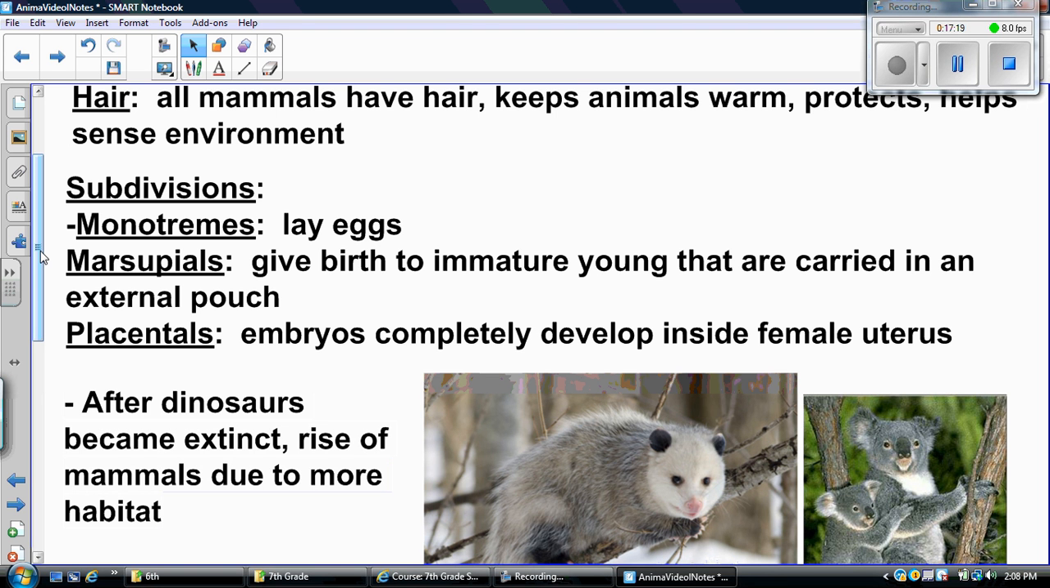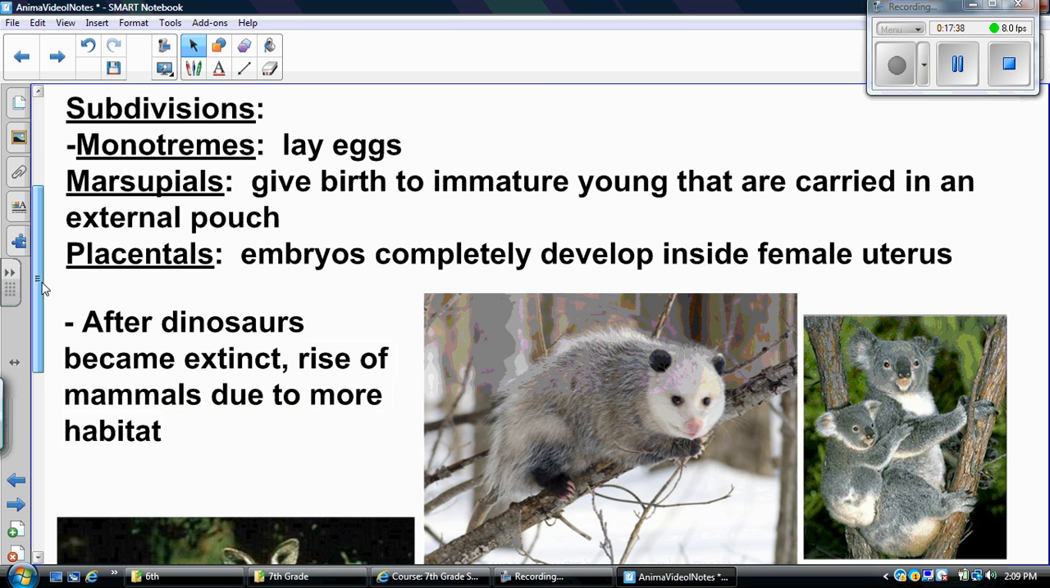Clouds covered the sky, so large plants died off. They didn't get enough sunlight to photosynthesize. So our dinosaurs started to die off because those that were herbivores had no plants. And mammals, who don't need the large plants, were able to feed off the smaller plants. So mammals survived the asteroid impact 65 million years ago.